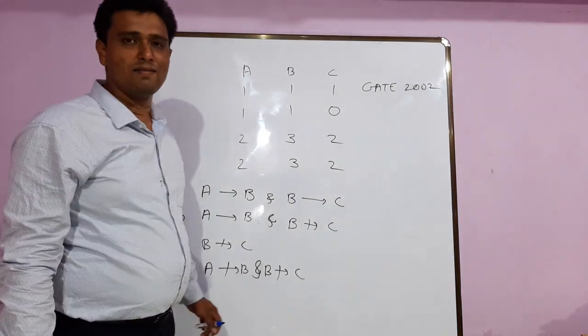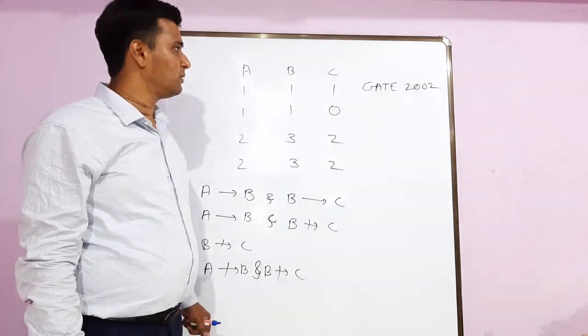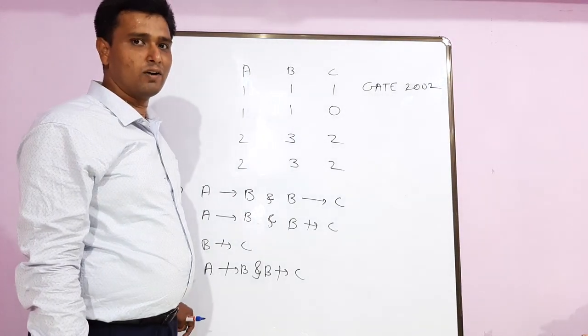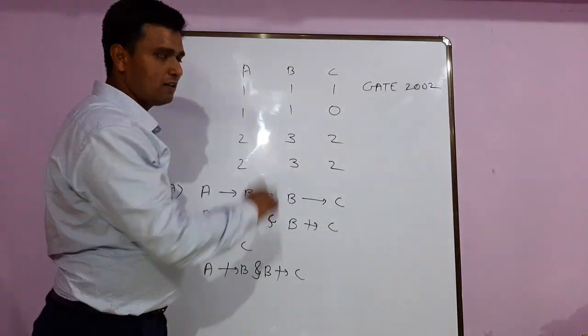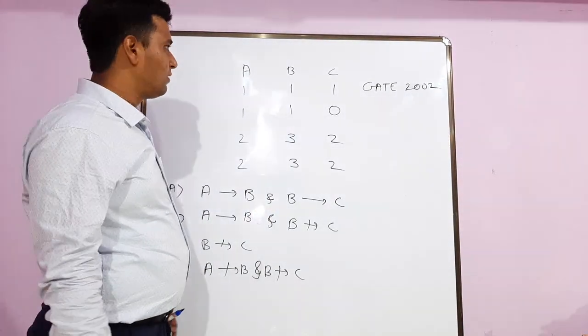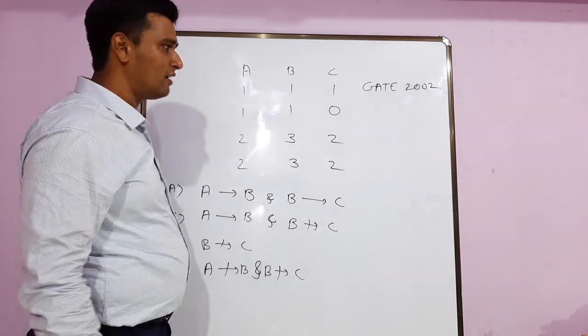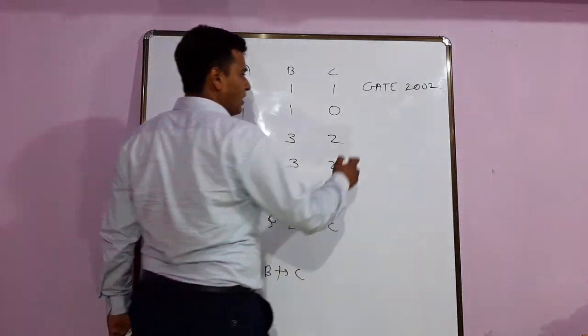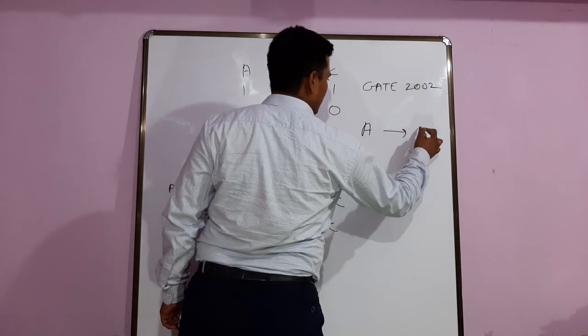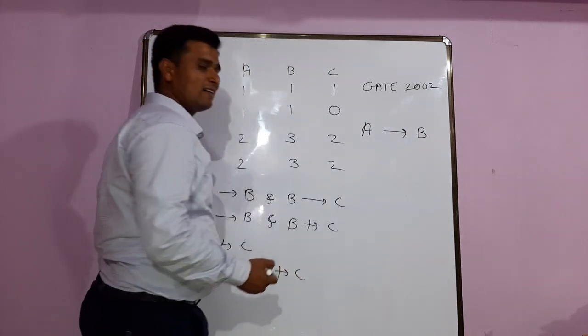Hello friends, yesterday we saw one example and the formula for finding functional dependency. Now this is another example, asked in GATE 2002. We are going to solve it, but before that, understand what functional dependency actually is. We can read this as A functionally determines B, or A determines C.